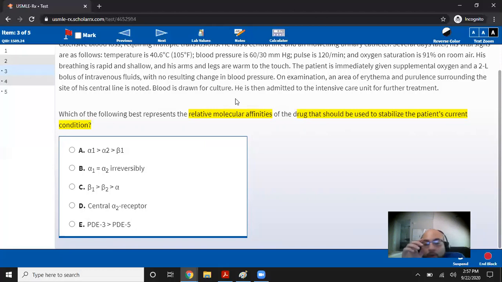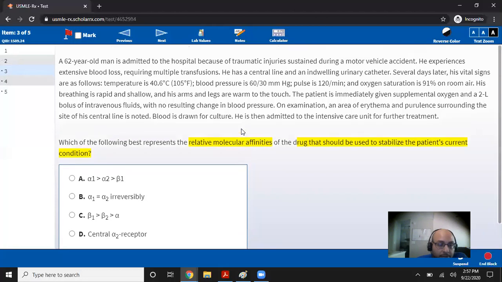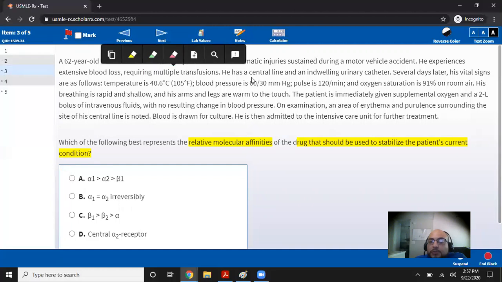So we're looking at affinities, I see receptors. We're looking for a drug that is used to stabilize the patient's current condition. So what condition does this patient have? Let's find out. A 60-year-old man comes in because of traumatic injuries sustained in an accident. He experiences extensive blood loss requiring multiple transfusions. So the guy's losing a lot of blood.